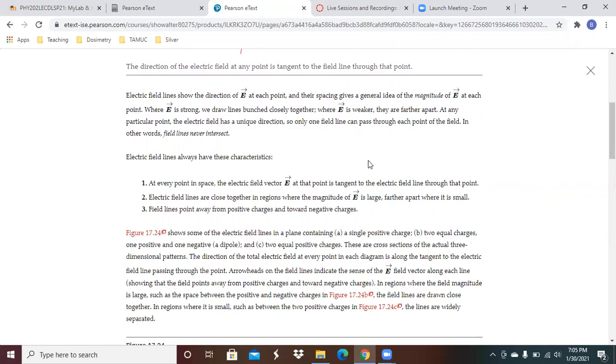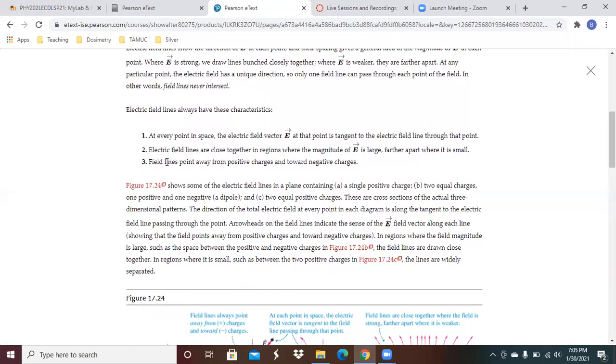And electric field lines have these characteristics. One, at every point in space, the electric field vector at that point is tangent to the electric field line through that point, which we've already kind of gone over. Number two, the electric field lines are close together in regions where the magnitude of E is large and farther apart where it's small. Again, we've kind of gone through that. Three, field lines point away from positive charges and towards negative charges. That was all developed in the summary.